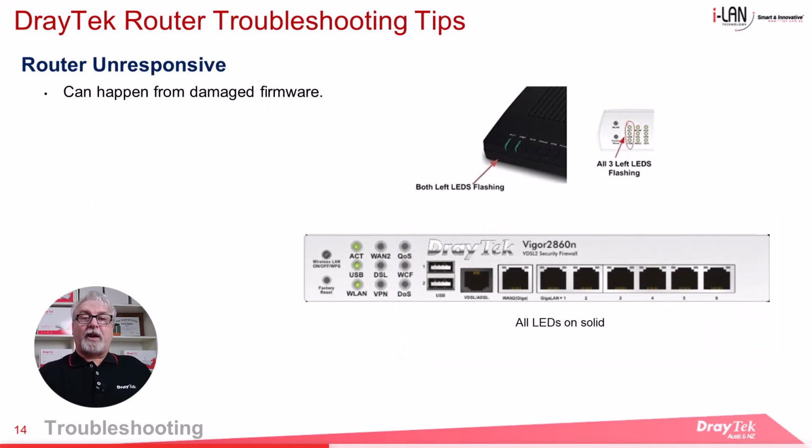If the router does become unresponsive, you'll usually see 2 or 3 LEDs flashing in unison on the front panel of the router, or in some cases all the LEDs are on solid. Power cycling usually doesn't fix the issue. Routers this happens to are sometimes called bricked because that's essentially all they're good for in this state. Thankfully, DrayTek has a recovery procedure which usually gets it going again.